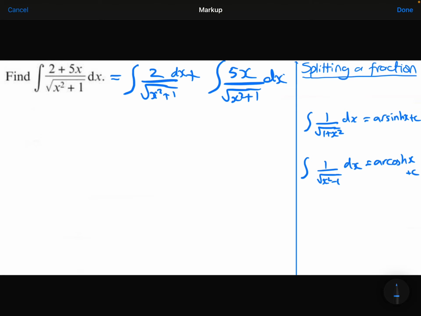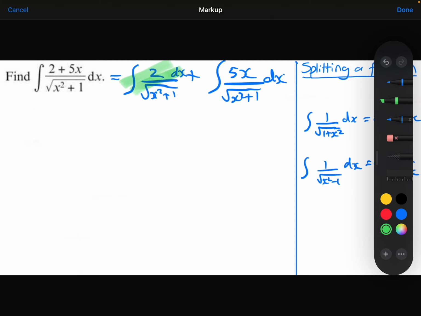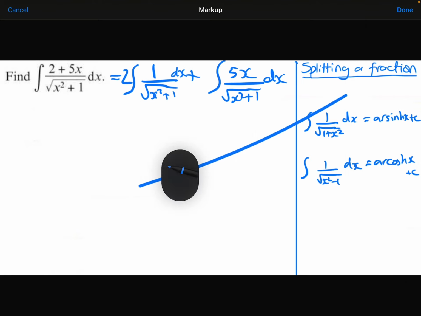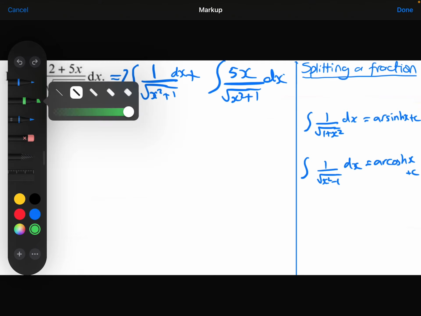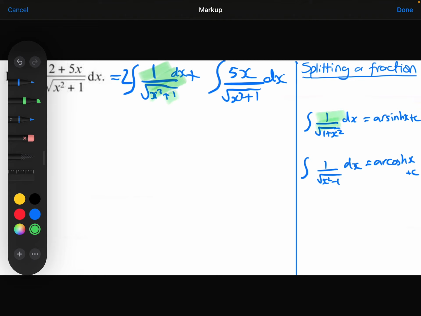Now that's a good thing to do because the first integral, if I just take that 2 outside the integral, then we can see that this, the 1 over the square root of x squared plus 1, is one of our standard results we just saw a moment ago. That's going to integrate to be sinh⁻¹ x. So that's going to integrate quite nicely, that first integral.